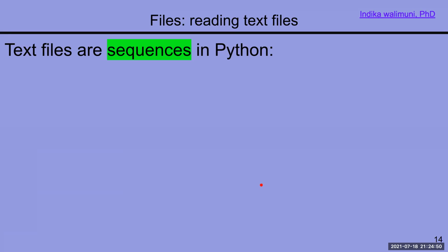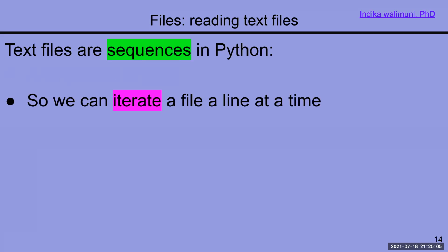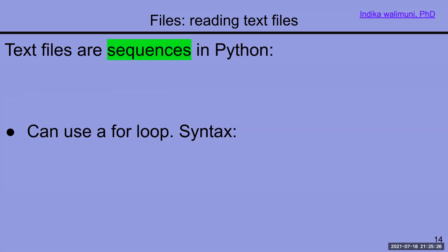All right. The other thing that we have to understand about text files is that they are also sequences in Python. Basically, text files are sequences of lines. Lines are separated by the newline character, and a bunch of such lines forms a text file. Since it's a sequence, we can iterate the entire text file as a sequence. That's one way of printing or doing anything with the file.